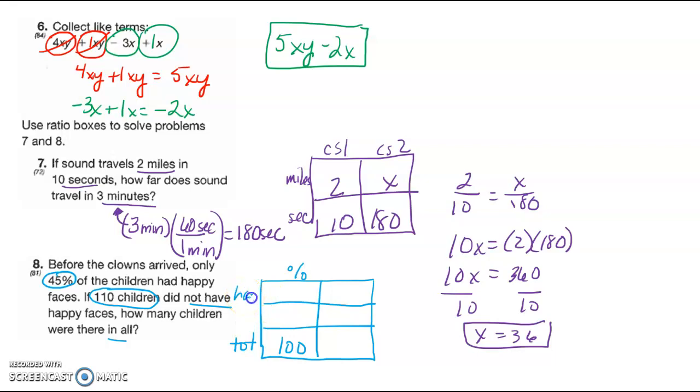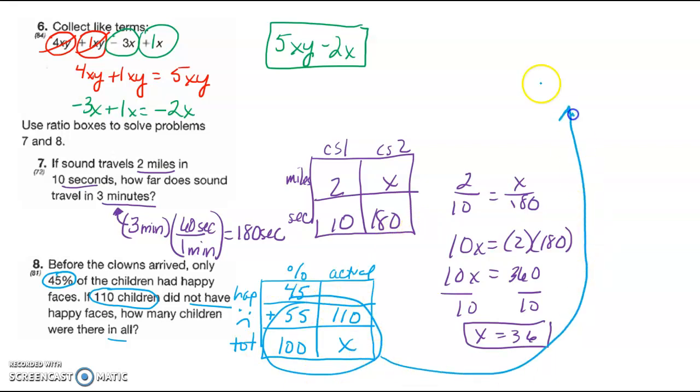So we have happy, not happy, and total. So we have 45% were happy, which means 55% were not. This is actual. This is going to be 110. And how many were there total? So you can see the ratio box right here. Or I'm sorry, the proportion. I'm going to move this up here. Sorry, I'm kind of running out of room.